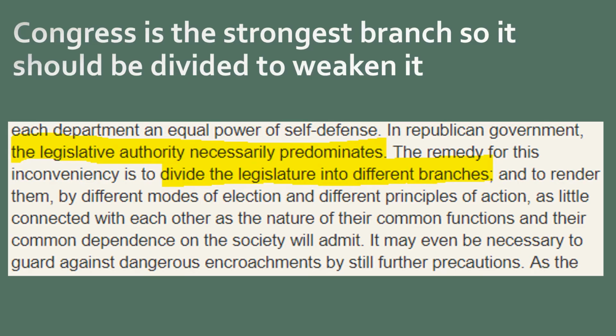So he says the remedy is to divide the legislature into different branches. So in other words, we have a bicameral, two-house legislature in part to weaken Congress. So instead of giving one body all of the congressional and legislative powers, we divide it into House and Senate. So this is a check within a check. Again, another really important feature of our Constitution and our government.